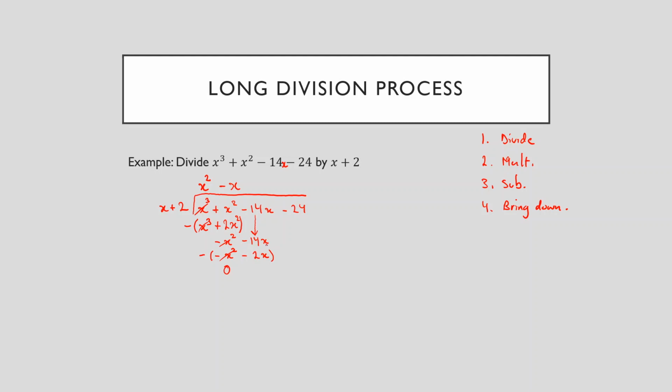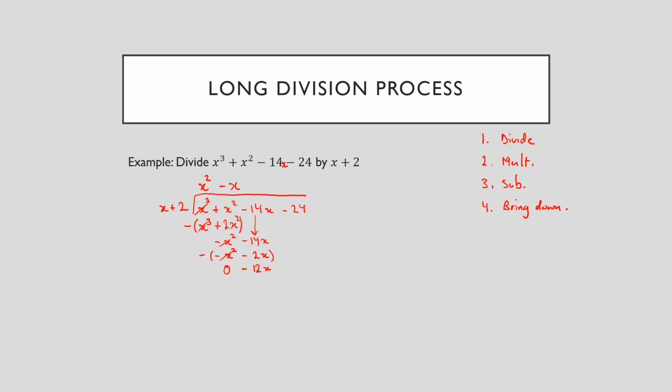Negative 14x minus negative 2x is the same as negative 14x plus 2x. So we end up with minus 12x. Okay, that's our subtract step done.